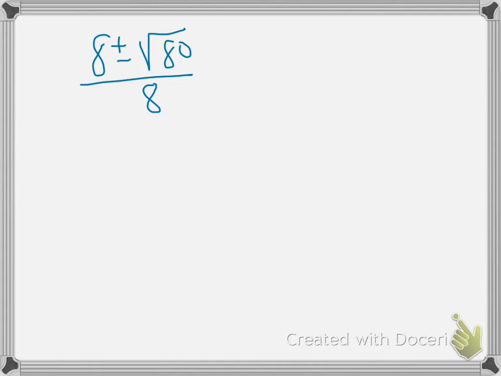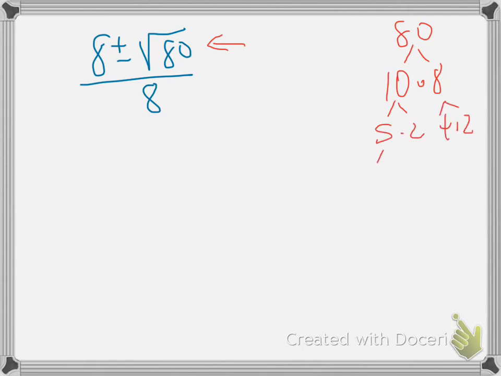All right, so what do we need to do? Well, the first thing I need to do is look at this guy here. What factors give me 80? Well, it's 10 times 8. And then that gives me 5 times 2. And this gives me 4 times 2. The factors of 4 are 2 and 2, and 2. Remember, the square root, the index is a 2. Remember that? And so that means it's a pair. So I circle my pairs.